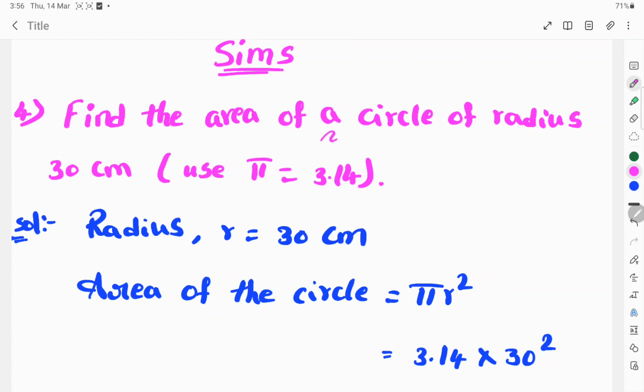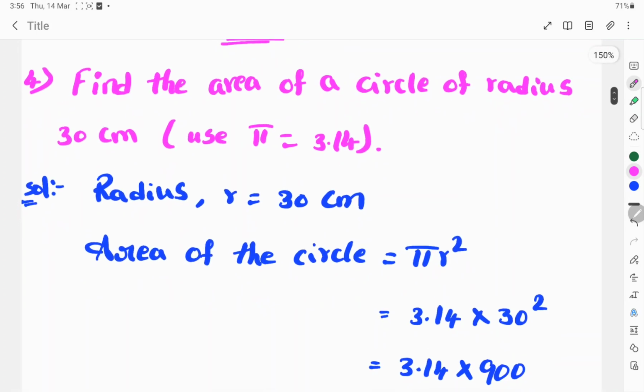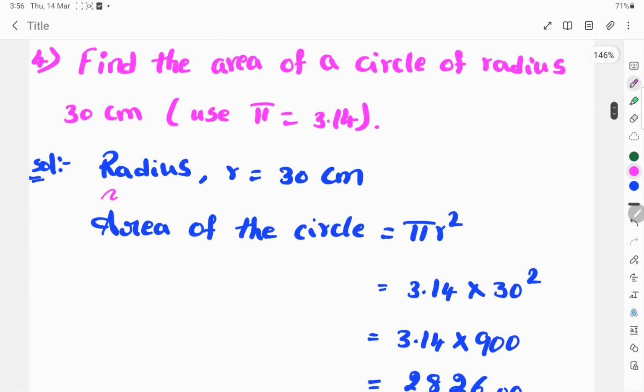Today's sum: find the area of a circle of radius 30 centimeters. We are given radius 30 centimeters and we use the pi value 3.14. Let's see the solution.